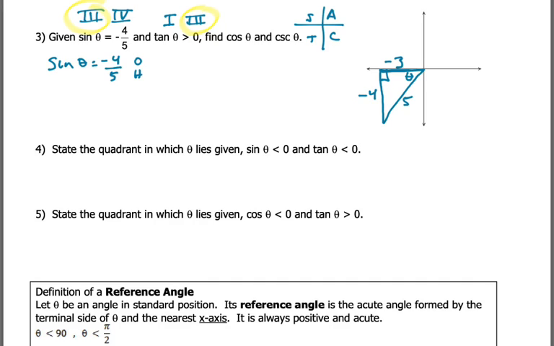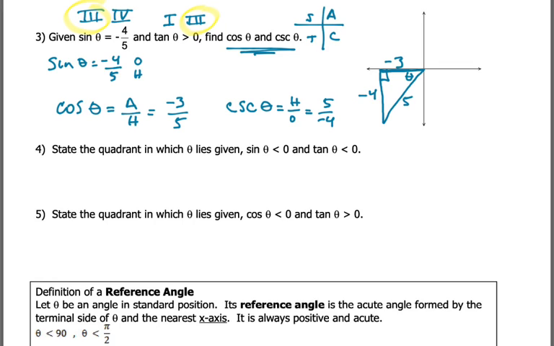Okay, so then they're asking us to find the cosine and the cosecant of that angle. So cosine of theta will be adjacent over hypotenuse. So for this picture, it's going to be -3/5. And then cosecant theta, it's the reciprocal of sine. So it's going to be hypotenuse over opposite, which is going to be 5 over -4. And we've answered that question.